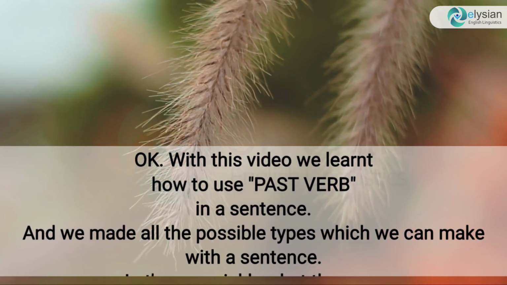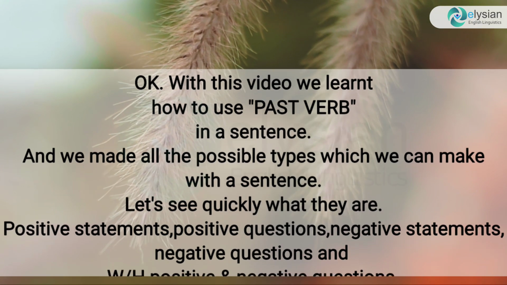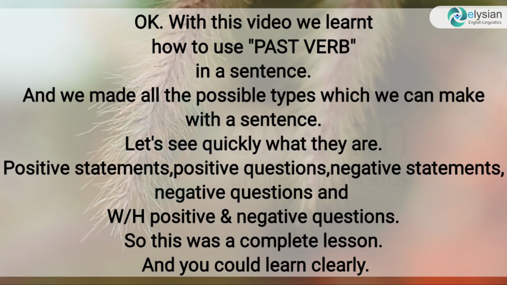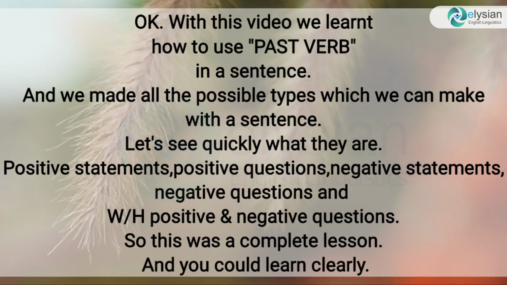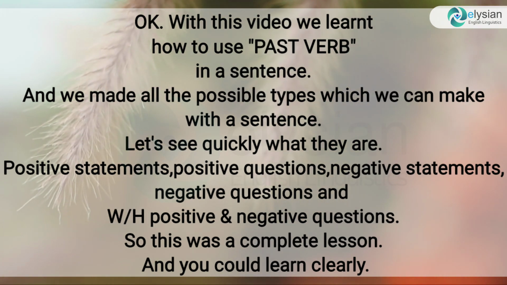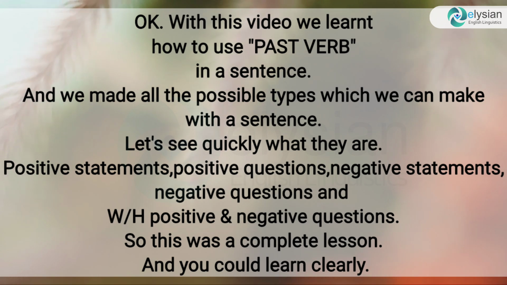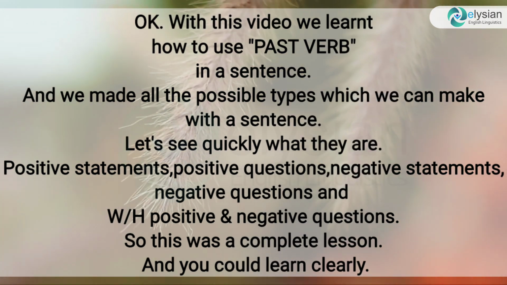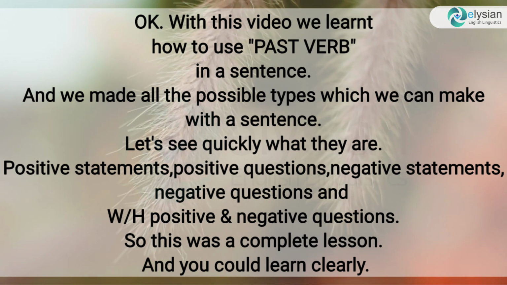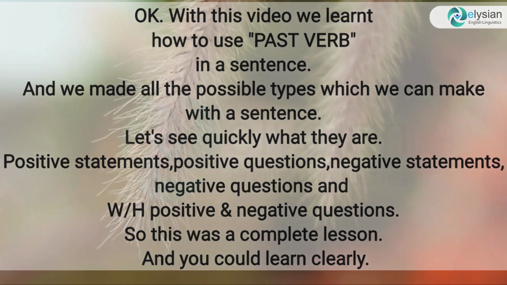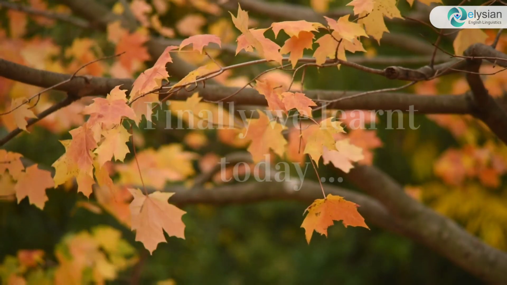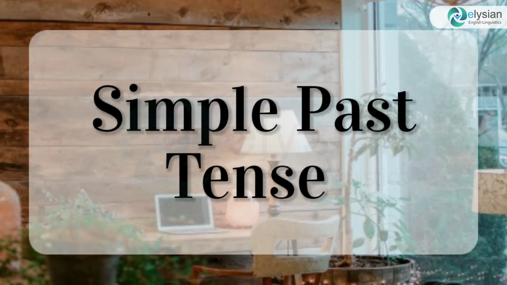Okay, with this video, we learned how to use past verb in a sentence. And we made all the possible types which we can make with a sentence. Let's see quickly what they are. Positive statements, positive questions. Negative statements, negative questions. And WH positive and negative questions. So, this was a complete lesson and you could learn clearly. Finally, we learned today simple past tense.